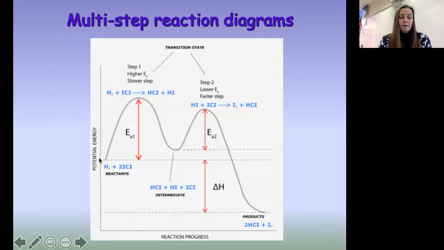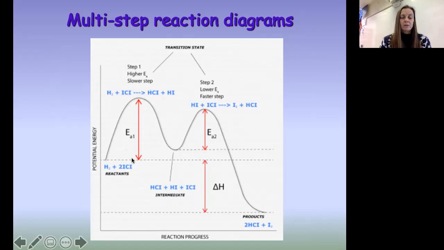So here's the energy level of our reactants, our hydrogen and our chlorine diiodide. So we have the reactants and they have to get up and over this first activation energy. And you'll notice that these two activation energies have sub A1 and A2 on them. That's just telling us it's the activation energy for step 1 and the activation energy for step 2. And you'll notice that in this particular multi-step diagram, the first step requires a higher activation energy. Because it requires the higher activation energy, that means this is going to be the slower step.